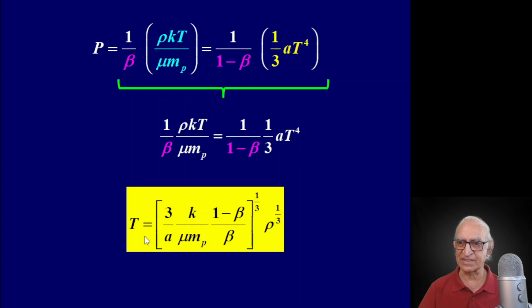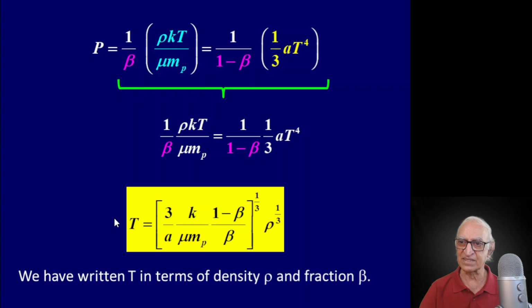If I solve for that, I get temperature is what is given in the square bracket multiplied by rho to the power 1 by 3. So what I have done is express the temperature in terms of beta and rho. So I can use this expression in Boyle's law, which says the gas pressure is rho kT. Instead of T, the temperature, I can use this expression on the right-hand side, because I have expressed temperature in terms of the fraction beta and in terms of the mass density rho. So that is done in the next slide.